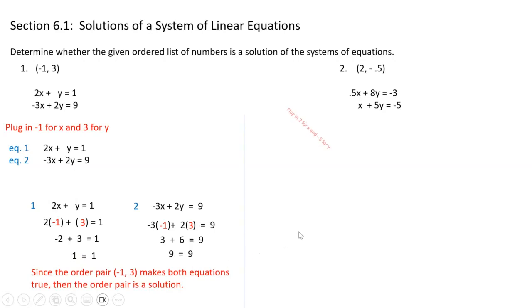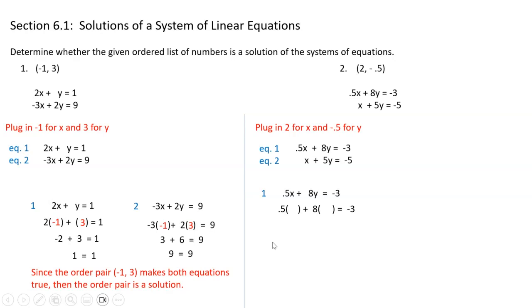Now let's repeat the process on number 2. Again, for number 2, we're going to plug in 2 for x and -0.5 for y on equations 1 and 2. So let's first start with equation number 1. We're going to plug in 2 for x and -0.5 for y. After we evaluate the left side, it's going to give us 1 minus 4, which will give us -3. So -3 does equal -3. So then that means that we can proceed to equation number 2.